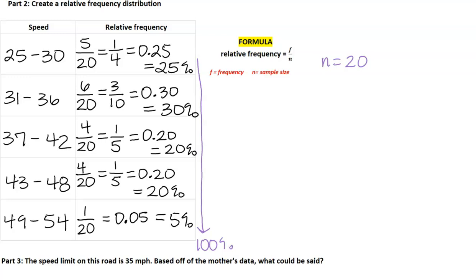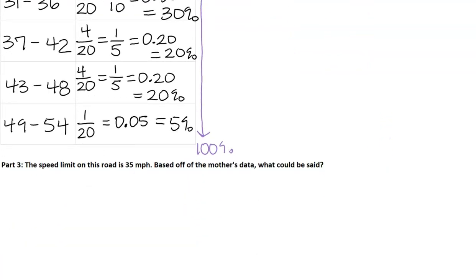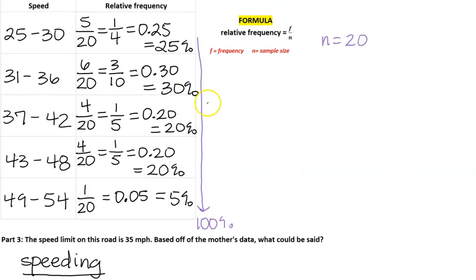So now let's look at part 3, where we try to make an inference based off of this data. Part 3 reads, the speed limit on this road is 35 miles per hour. Based off of the mother's data, what could be said? So let's try to say something about what percentage of people are speeding on this road. If we want to make a conclusion about speeding, the speed limit is 35 miles per hour. So definitely everyone who falls into these last 3 classes that start at 37 and then end at 54, all of those drivers are speeding.